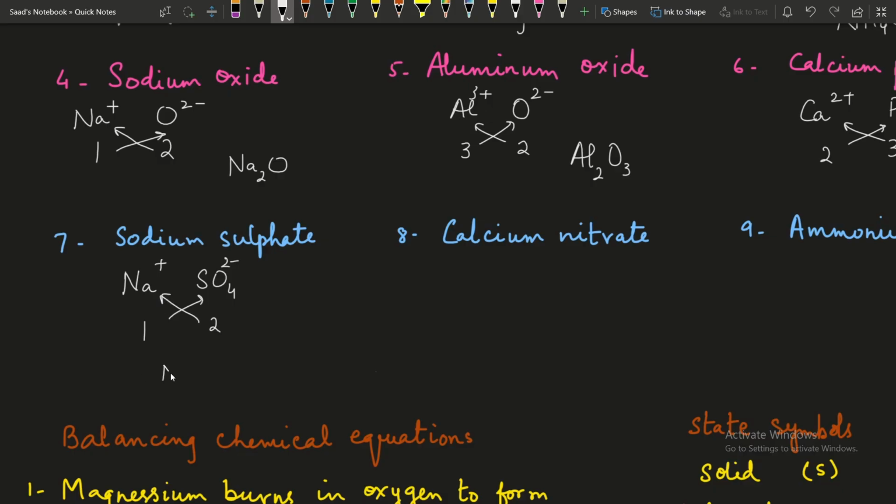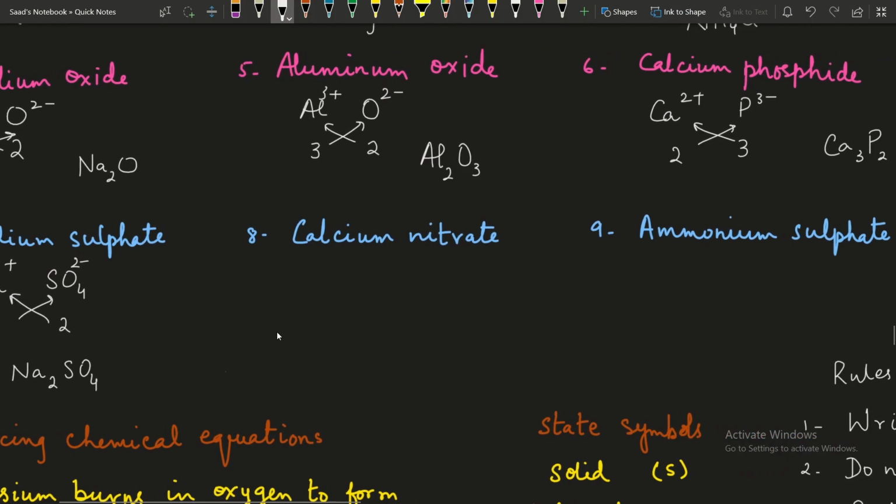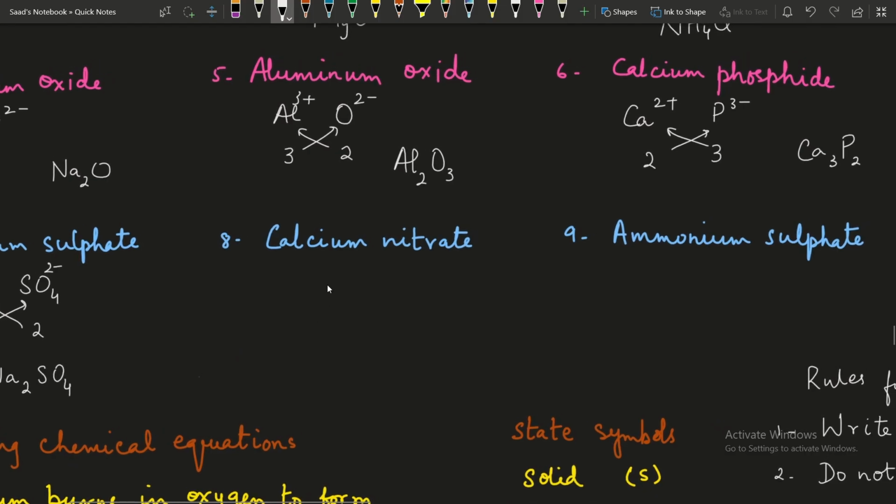Here what would be the formula? The subscript of sodium would be 2 and for sulfate it is 1. So the next one is calcium nitrate.